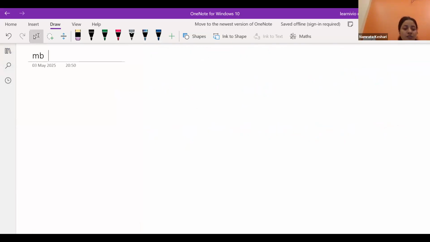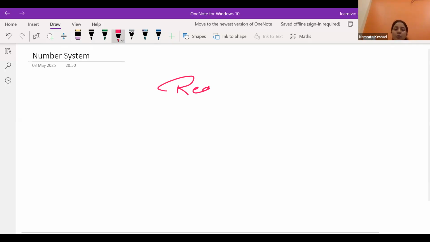Number system we are having as the first chapter, right? Yes, ma'am. Already in your previous class you have learned about rational numbers, right? Yes, ma'am. Okay, let's continue. So suppose we are having number system, here we will be talking about real numbers. Real numbers are all those numbers which exist in this universe.